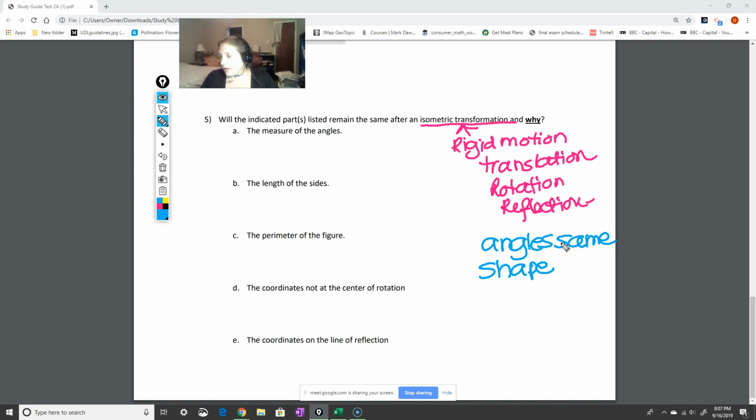So all of my containers of water, there we go. Water bottle. Top, bottom. Translation, still the same water bottle. Right here. Top, bottom, rotation.